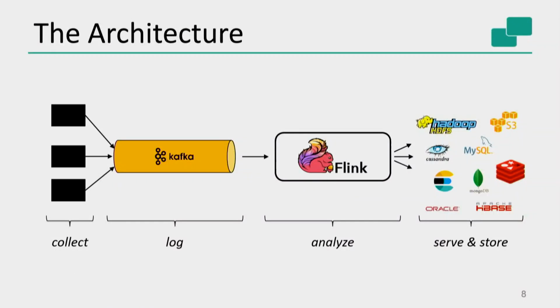So the architecture to implement this is a very, very classic streaming architecture. You start off with basically collecting the events that you want to analyze. You log them in something like Kafka. You compute the aggregates in Flink, and then you expose it somewhere in one of the many databases or key value stores. Pick your favorite.